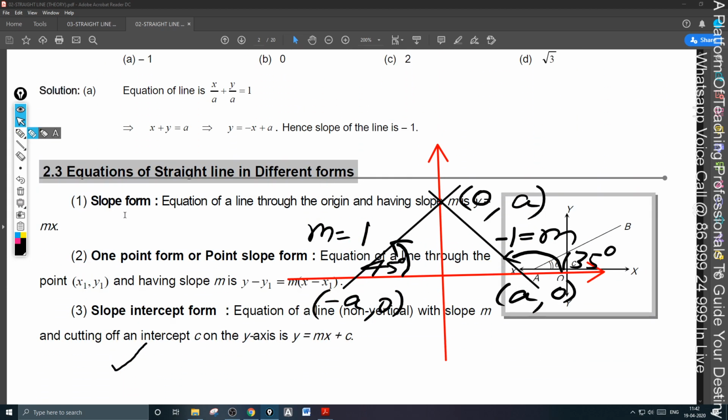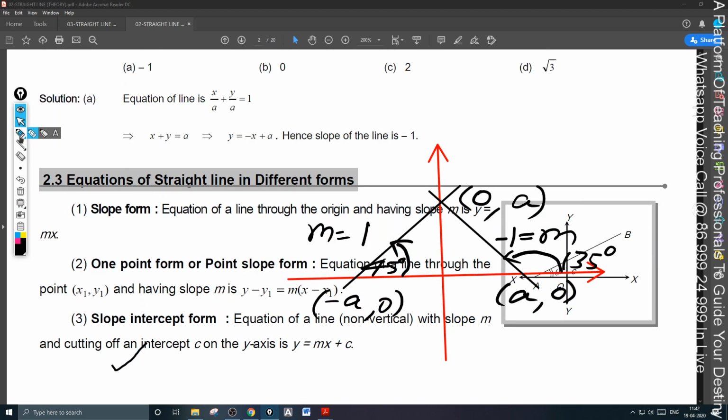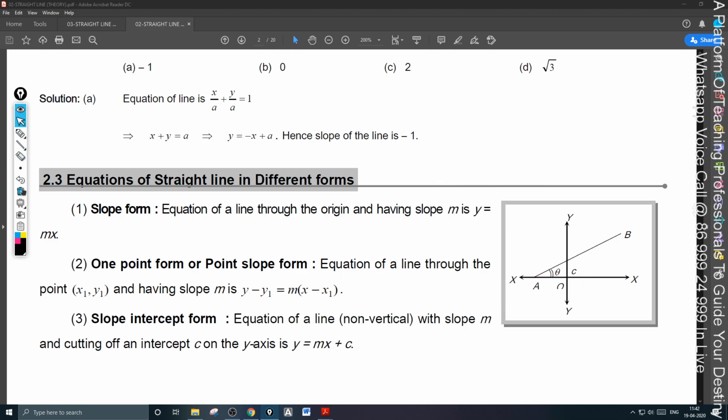Let us check equations of straight lines in different forms, which we have already discussed, but I am showing it for the sake of revision. Slope form: the equation of the line through the origin and having slope m is y is equal to mx.